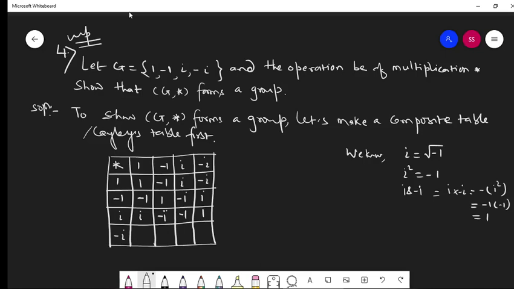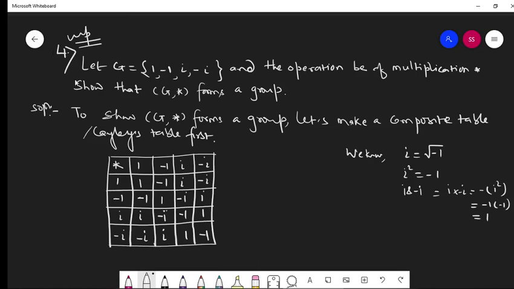And moving to the last, minus i times 1 is minus i, and minus i times minus 1 is plus i. Minus i times i is 1, here I have shown, and minus i times minus i is i square, that is minus 1. In this way we can form a Cayley's table first.